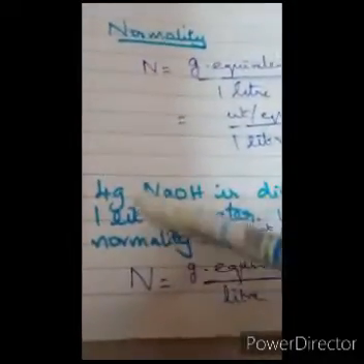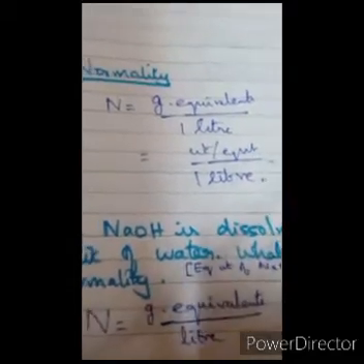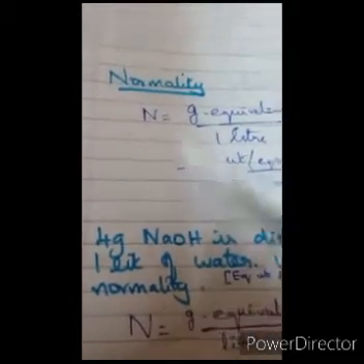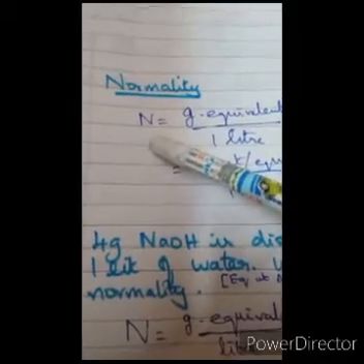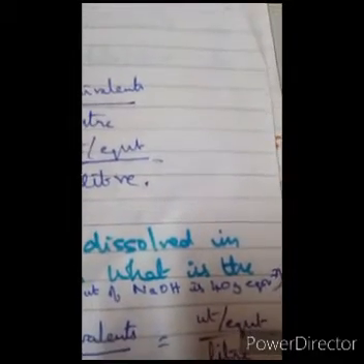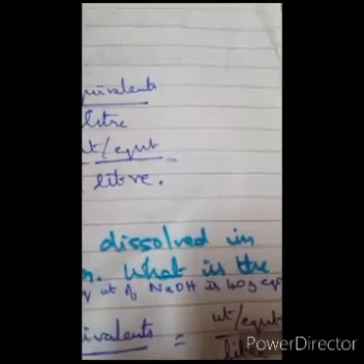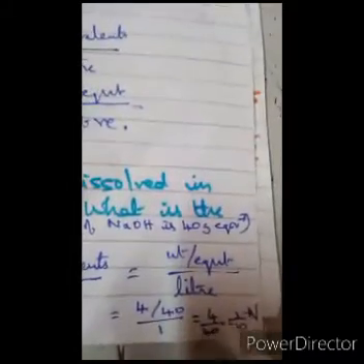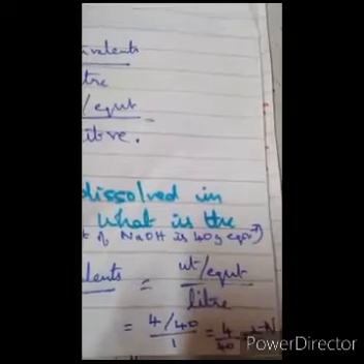4 grams of sodium hydroxide is dissolved in 1 liter of water. What is the normality of the solution? Normality is represented by the symbol capital N. So N is equal to gram equivalents per liter. So how do we get the gram equivalent? It is obtained by dividing weight with the equivalent weight in 1 liter. It is known that sodium hydroxide equivalent weight is 40. So 4 grams dissolved. So 4 by 40 divided by 1. So the answer is 1 by 10 normal solution.